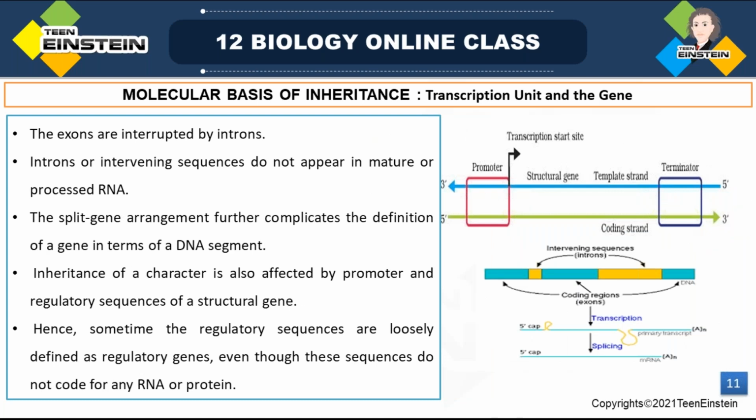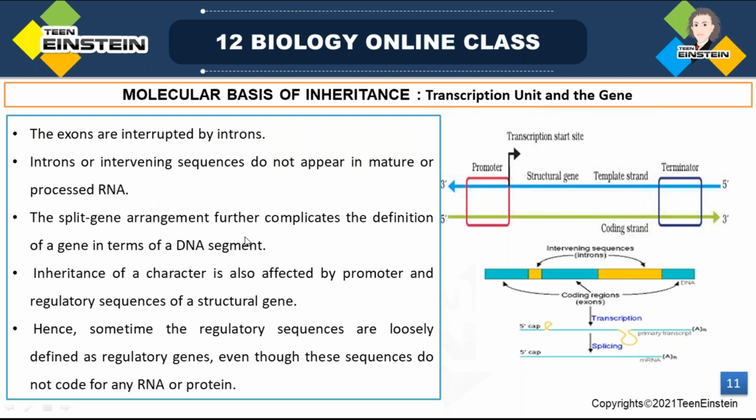Next, these exons are interrupted by introns. So these exons are the coding regions, and these introns are the non-coding regions. Introns or intervening sequences do not appear in mature or processed RNA. In mature RNA or processed RNA, introns won't be present. Introns are the non-coding regions. Exons are the coding regions.